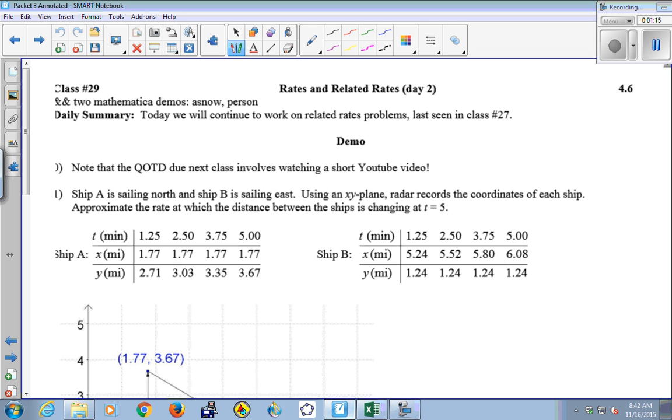Okay, so we're going to do some more related rates problems today. I'm going to do one example because it's a little bit different than the kinds we've seen before. Before we start, though, I just want to point out that your questions of the day that are due next class, rather than reading, it involves watching a short YouTube video. The link is at the bottom of your packet where it says questions of the day. It's a fun little video. I think you'll like it.